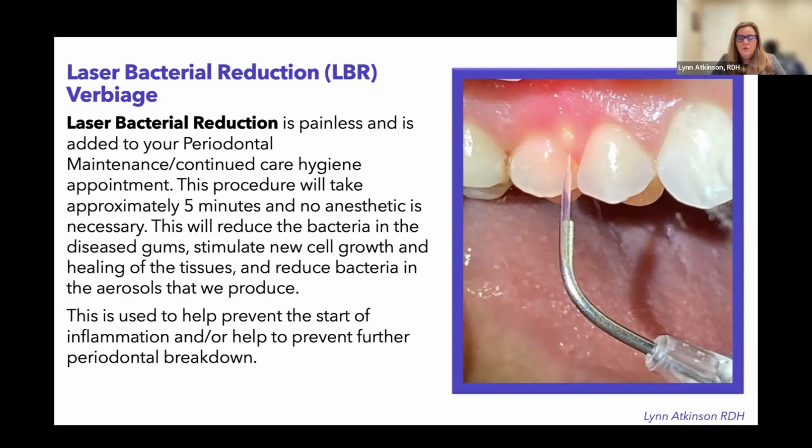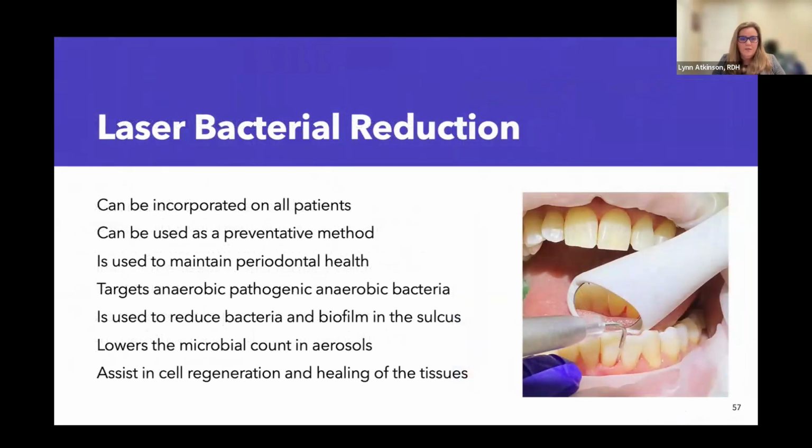So when they're coming in for their periodontal maintenance, the patients know that they're going to have this laser bacterial reduction each time they come in, because that's only going to help prevent further periodontal breakdown and prevent further inflammation. Even your healthy patients will want to have that laser bacterial reduction done. It can be incorporated on all patients. So this is something that you can use for every single patient, every single time they come in. It's not cumulative, you can't use laser too many times. It can be used as a preventative method, and it's used to maintain periodontal health.